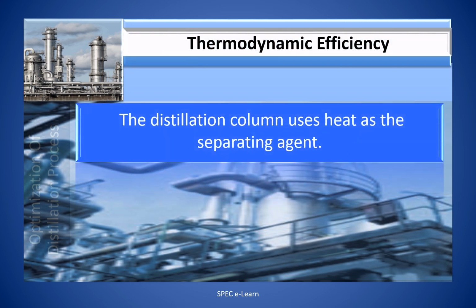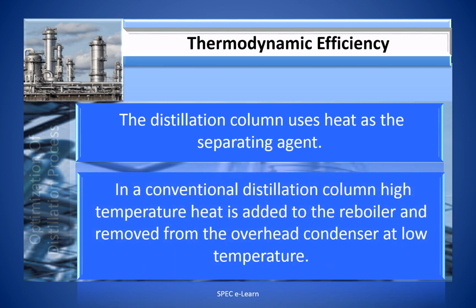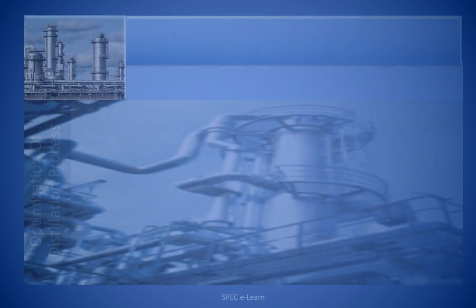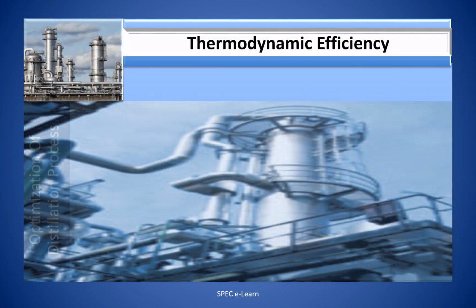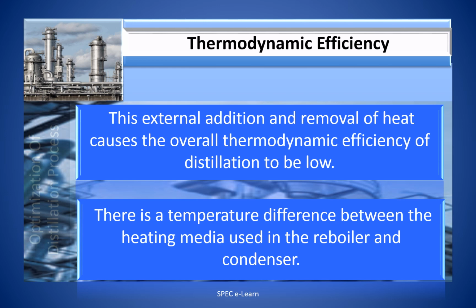The distillation column uses heat as the separating agent. In a conventional distillation column, high temperature heat is added to the reboiler and removed from the overhead condenser at low temperature. This external addition and removal of heat causes the overall thermodynamic efficiency of distillation to be low. There is a temperature difference between the heating media used in the reboiler and condenser.